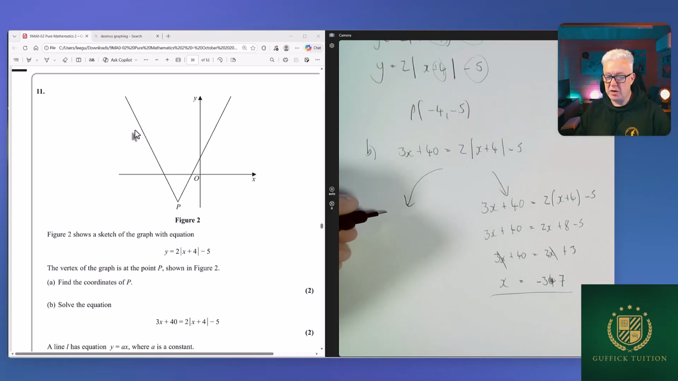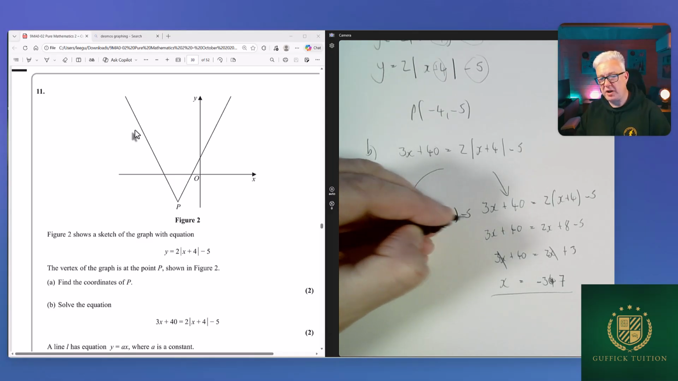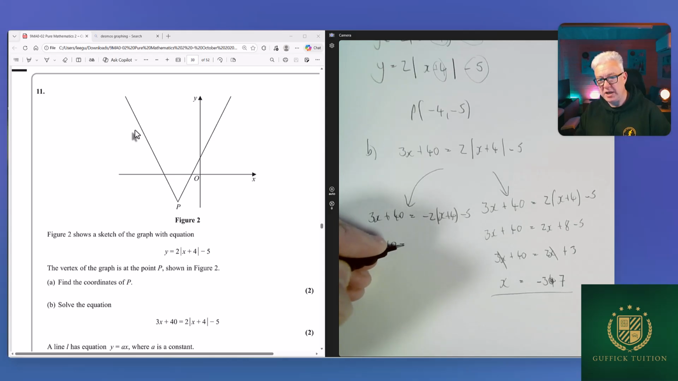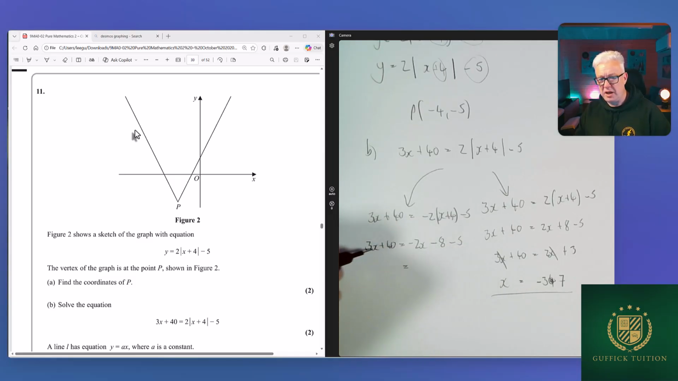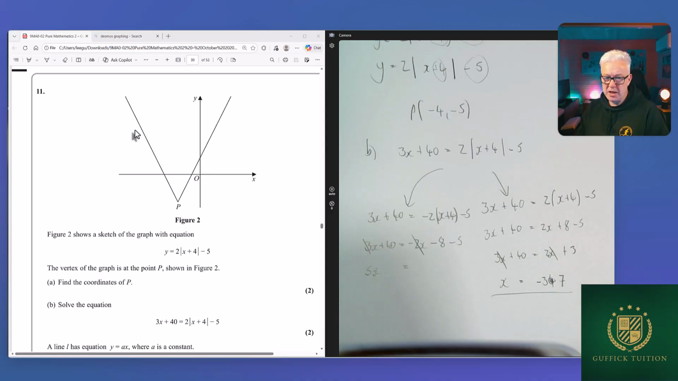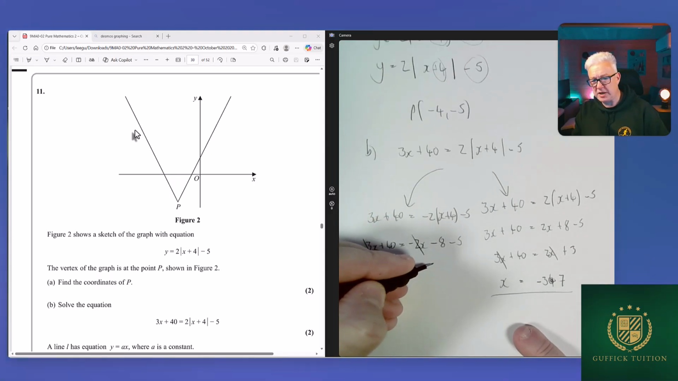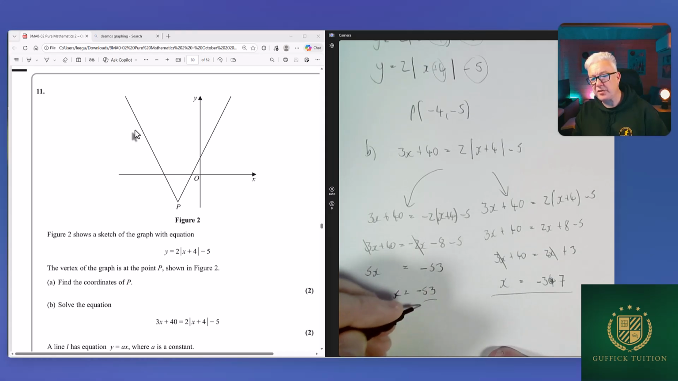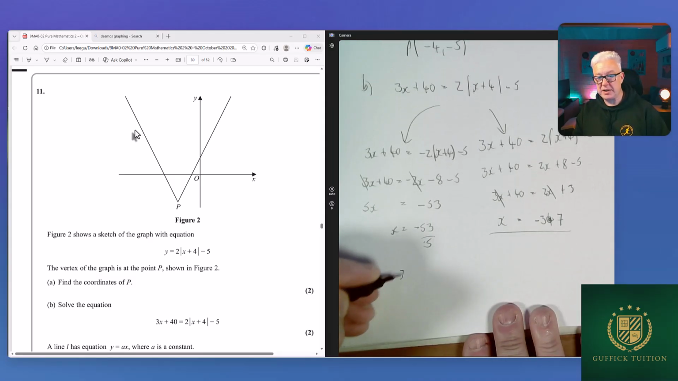And we'll think about whether these solutions are both valid in a moment. Right, next one, let's solve it as though it was negative. So this is going to be 3x + 40 = -2(x + 4) - 5. Okay, so we have 3x + 40 = -2x - 8 - 5. So therefore we now have 5x when we add that 2x across to the other side, and it's going to equal -53. So 5x = -53. So therefore x = -53/5. Okay, perfect. Right, let's see what that's going to give us. 53 divided by 5 gives us x = -10.6.